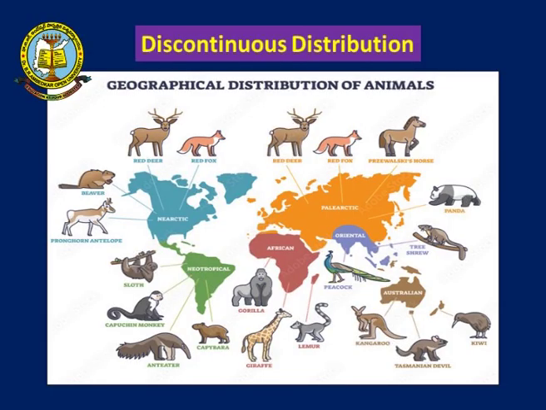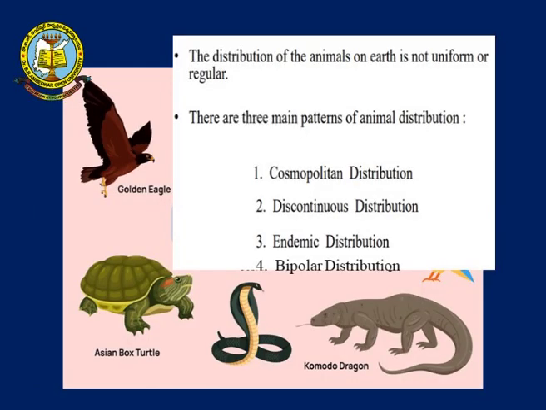Coming to discontinuous distribution. So, that was about the Wallace line, why he had drawn that line separating the archipelagos. Discontinuous distribution means that all the animals are not continuously distributed. Why so? The distribution of the animals on the earth is not uniform or regular, and there are three to four main patterns of animal distribution. So, what are they? They can be cosmopolitan distribution, discontinuous distribution, endemic distribution and bipolar distribution.